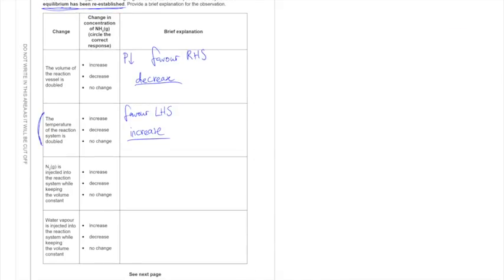Let's jump into this third one here. N2 gas is injected into the reaction system while keeping the volume constant. Now, let's have a look at this equation just for a second here. And hopefully you can see that there's actually no N2 kicking about.